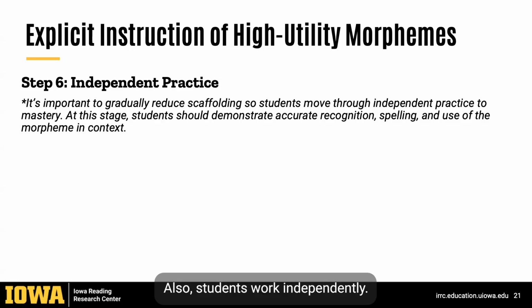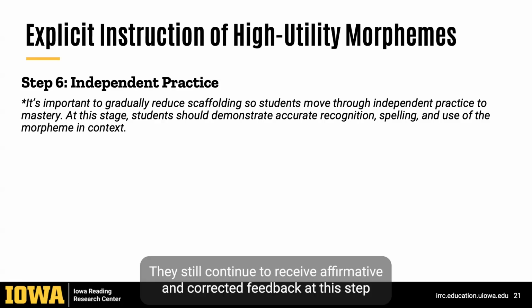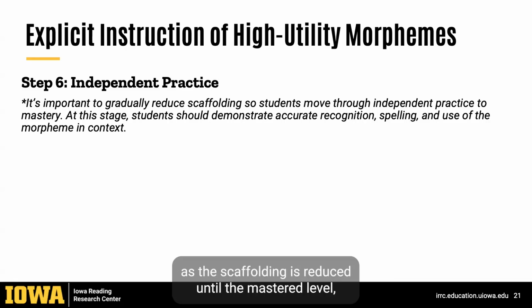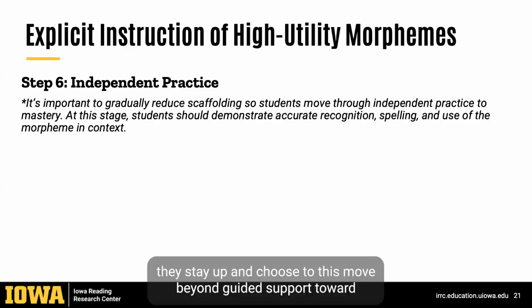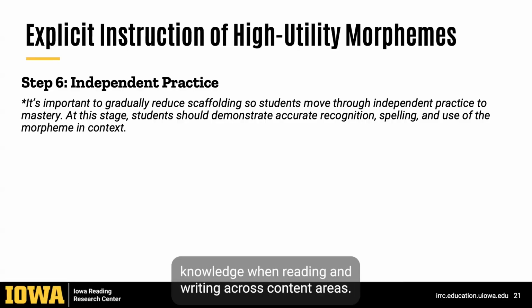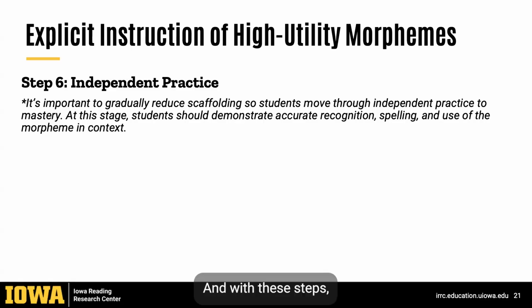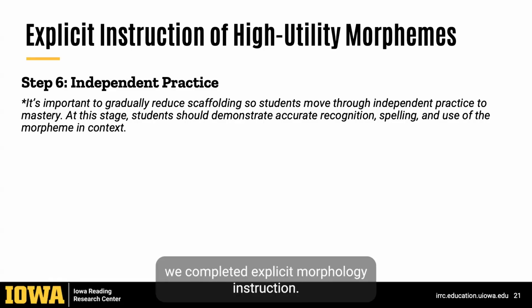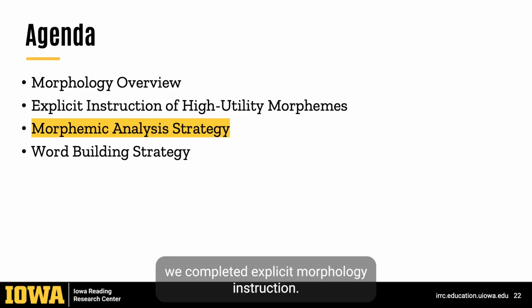Also, while students work independently, they still continue to receive affirmative and corrective feedback at this step as the scaffolding is reduced until the mastery level. This step ensures students move beyond guided support toward mastery and transfer, meaning that they can apply their morphology knowledge when reading and writing across content areas. And with these steps, we complete the explicit morphology instruction.